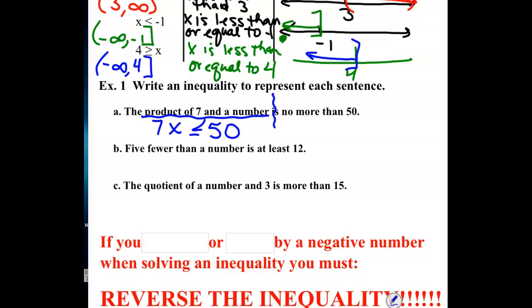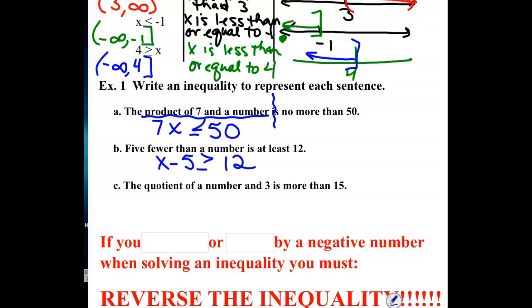5 fewer than a number is at least 12. What does it mean to be 5 fewer than? We're taking 5 away, right? If I said you have 5 fewer dollars than me, you'd have to take my total minus 5. So we have some number, we're taking 5 away from it, making it 5 fewer, and we want to have at least 12. Yes, greater than or equal to 12.